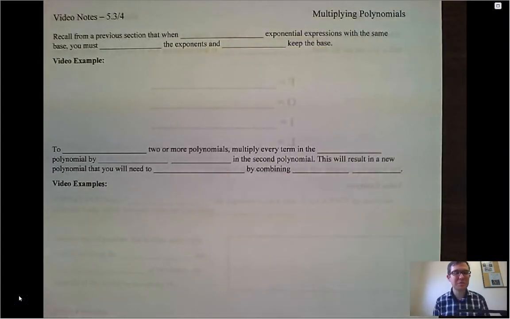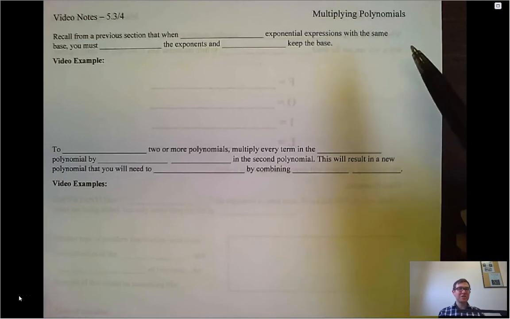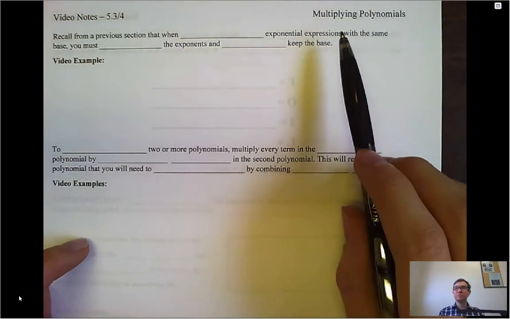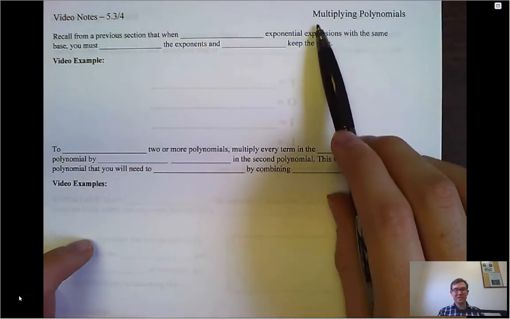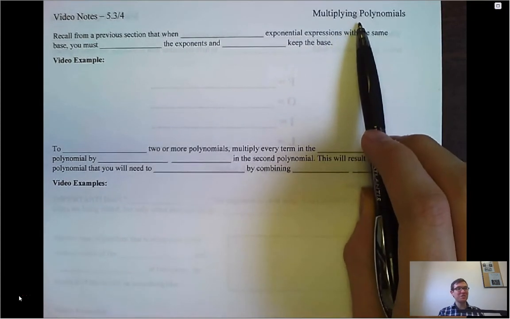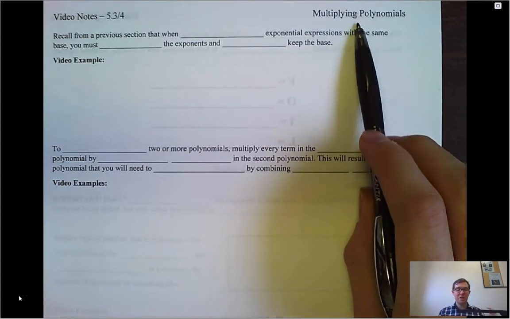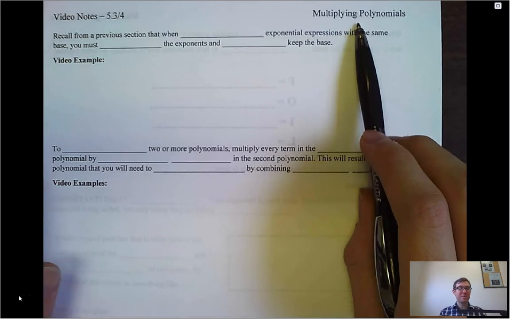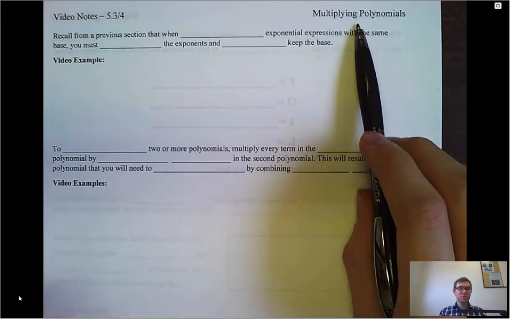In this next video, for sections 5.3 and 5.4, we're going to be continuing our discussion of some of the different things that we can do with polynomials. In the last section, 5.2, we talked about adding and subtracting polynomials. In this section, we're going to move on to the next operation and talk about how to multiply polynomials. So let's do a little bit of recap from a previous section.